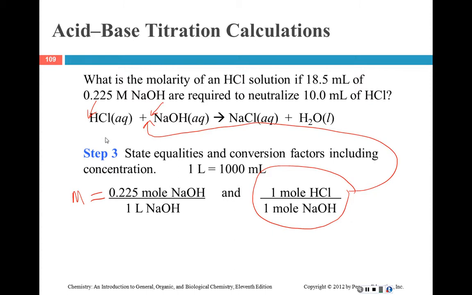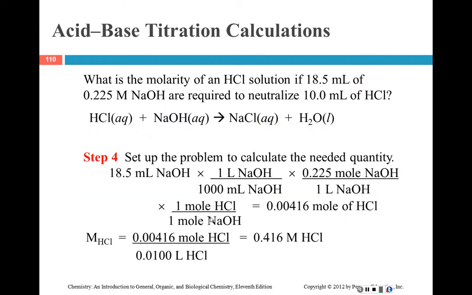Okay, the molar ratio of hydrochloric and sodium hydroxide. Remember that these can be flipped or they can be the same. It doesn't matter because they're equalities. So now I have 18.5 milliliters of 0.225 molar sodium hydroxide. I've got to convert milliliters to liters, and I do that by saying that there's 1,000 milliliters in 1 liter. Then I have 0.225 moles per liter of sodium hydroxide times the molar ratio, 1 mole of hydrochloric per 1 mole of sodium hydroxide.